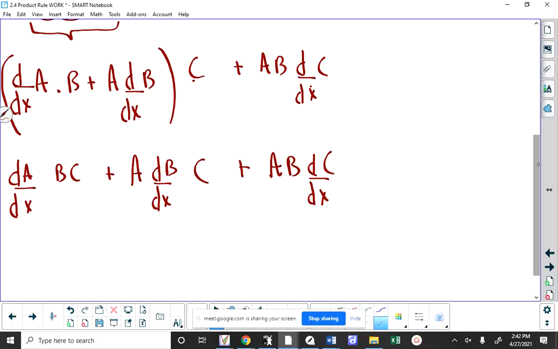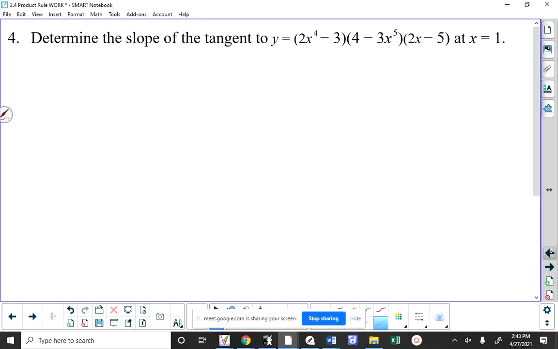Take the derivative of the first and multiply by the others. Take the derivative of the second and multiply by the others. Take the derivative of the third and multiply by the others. If it were 4 things multiplied, it would be A prime B C D plus A B prime C D plus A B C prime D plus A B C D prime. So this is going to get messy here. It's going to be long-winded, but again, we're just putting in the number 1 in the end.